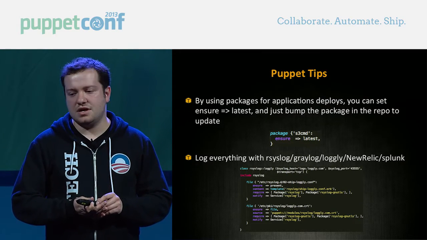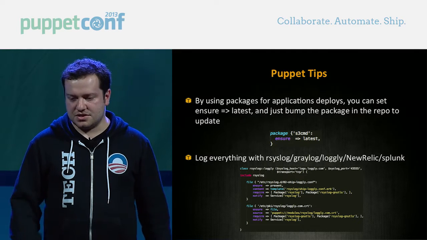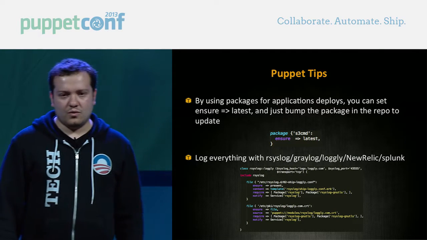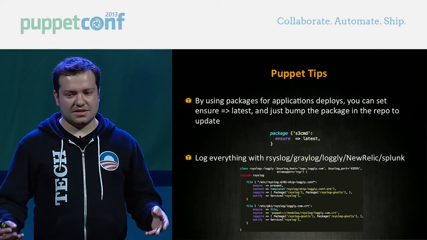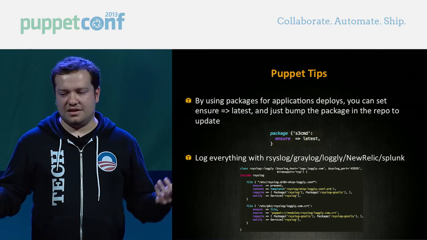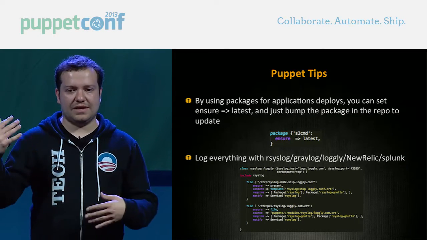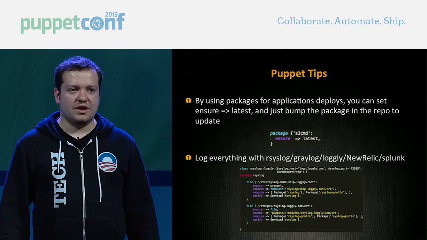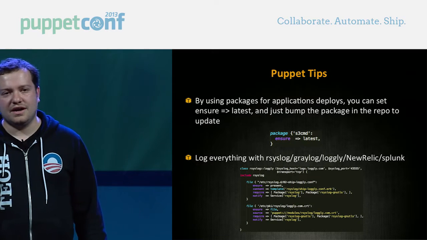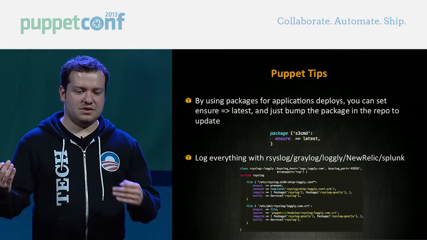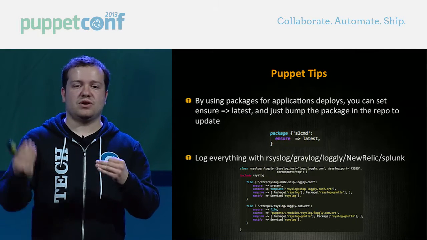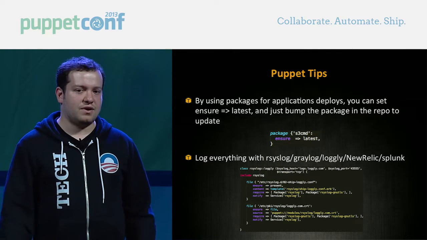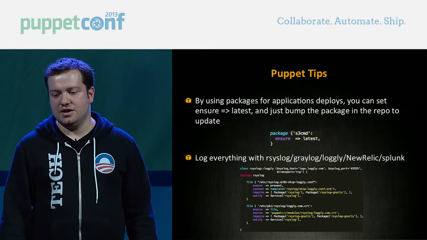The other thing is we also logged everything, right? You want to know what's going on. So we used Graylog, we used rsyslog, we used Loggly, and we used New Relic for the actual application level monitoring, and we used Splunk for some things. When you're doing deploys, you want to know what's going on. For example, in New Relic, there's a feature that when you do an app deploy, it gets marked in New Relic, and then you can see the speed on different pages before and after. We found that to be really useful.